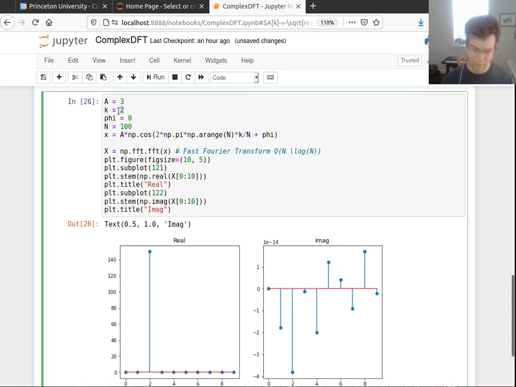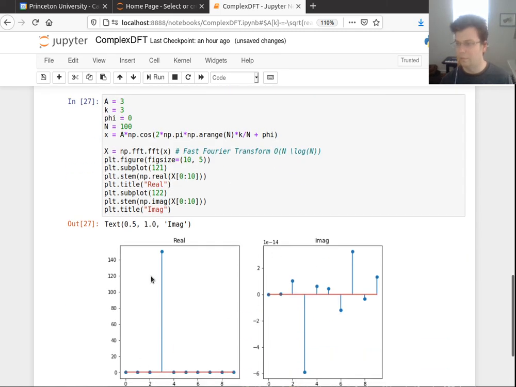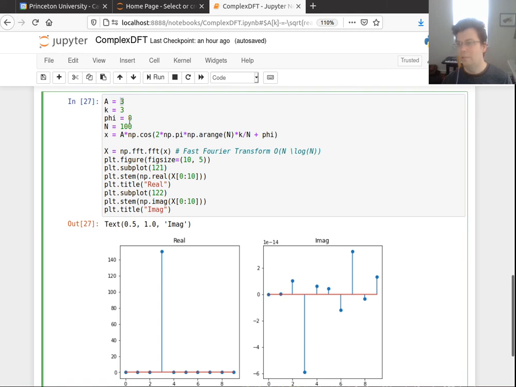Just to check, see what happens if I make that frequency index 3. Okay, it moves over there. Now notice that the value of the real component in this frequency bin is actually equal to half of the amplitude times the number of samples over 2. And this is related to the fact that we looked at that the integral of cosine squared of x from 0 to 2 pi is a half, if you remember that. So that's part of why we're getting that.